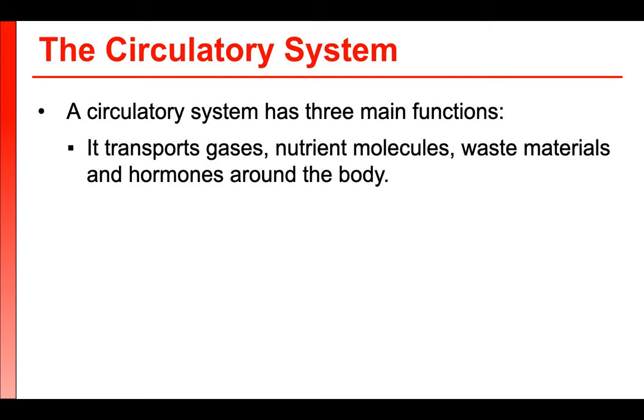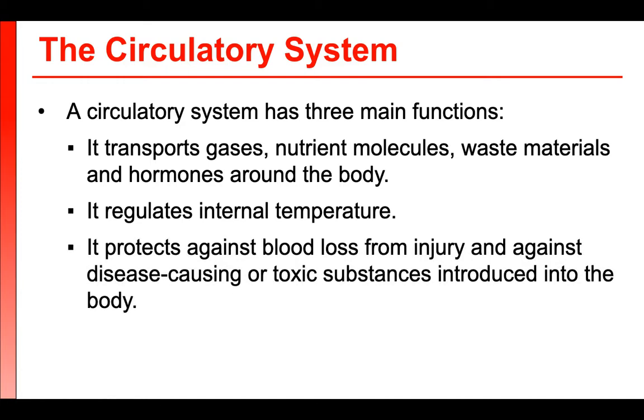The first is to transport things around the body. So, the circulatory system transports gases like oxygen, carbon dioxide. It transports nutrients, waste, hormones all around the body. The other thing it does is that it regulates internal temperature, and it also protects against blood loss from injury and against disease causing or toxic substances introduced into the body.